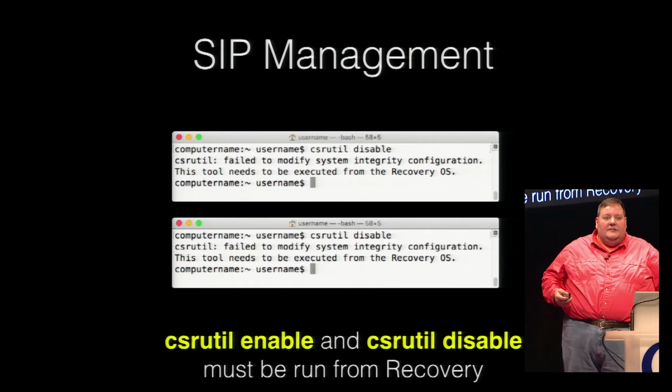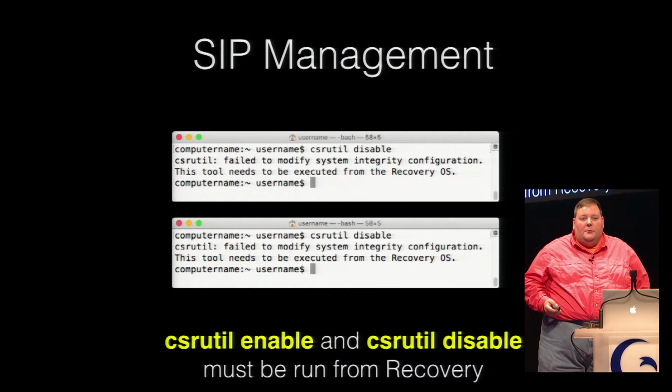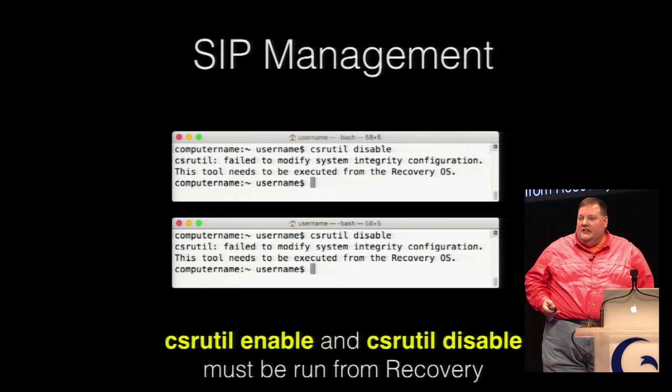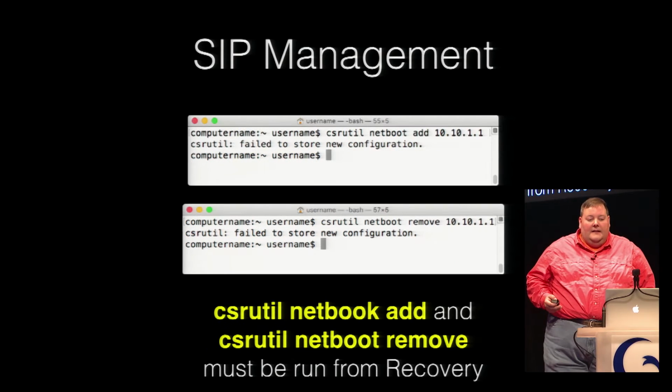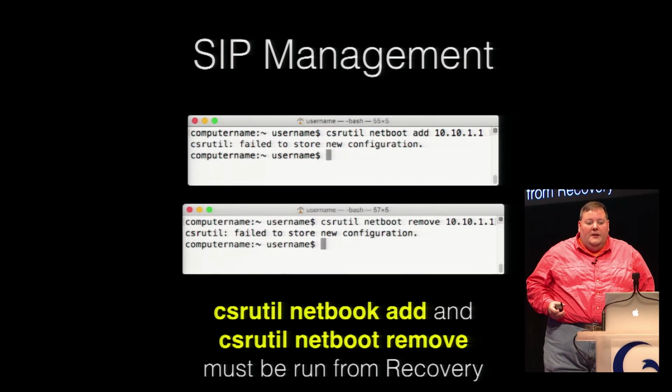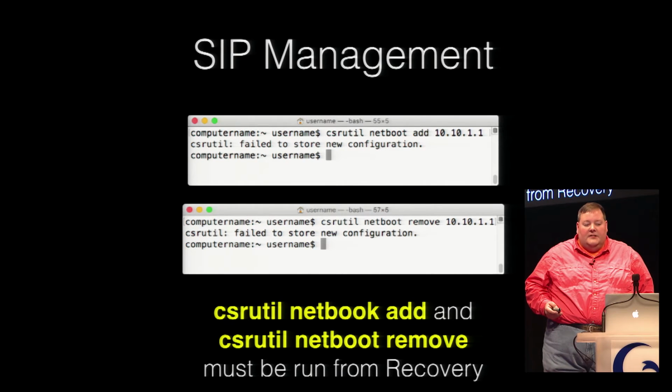So if you try to run the csrutil enable and disable commands while booted from a regular boot drive, you'll receive a message that these commands need to be run from recovery. So the current SIP configuration will remain unchanged in this case. Likewise, if you try to run the csrutil netboot add and remove commands while booted from a regular boot drive, you'll receive a message that csrutil was unable to change the configuration and the status of netboot will remain unchanged.